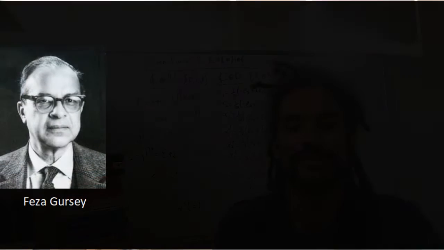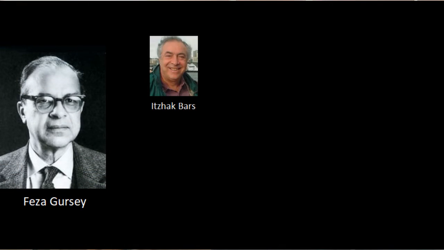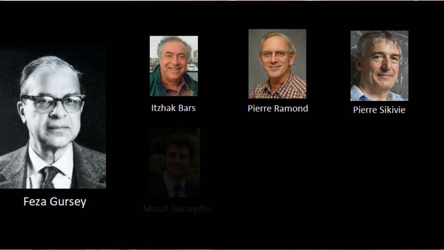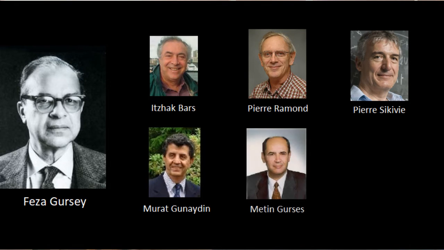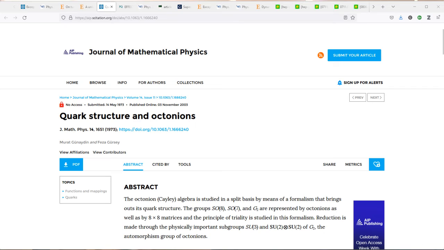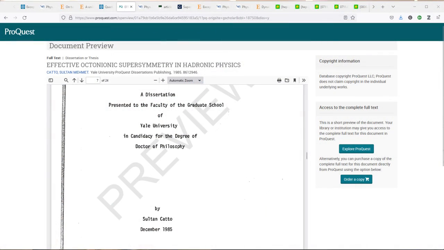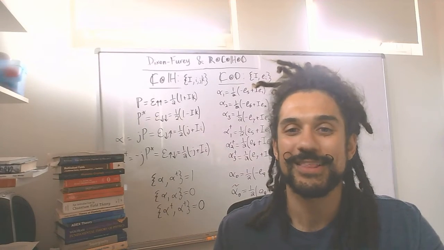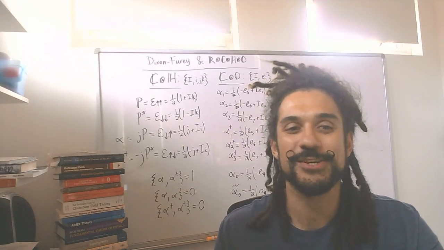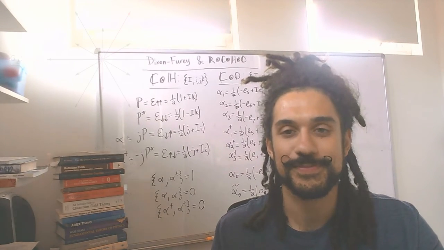Gursey had doctoral students that included Itzhak Bars, Pierre Ramond, Pierre Sikivie, Murat Günaydin, Metin Gürses, and Sultan Catto. Gursey, Günaydin, and Catto have extensively discussed the role of G2 and the octonions in relation to QCD, as G2 is the automorphism group of the octonions. Now, let's not worry about what the automorphism group is, but just understand that G2 relates to the octonions.